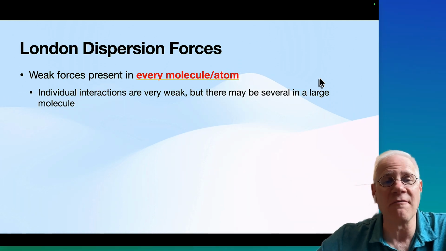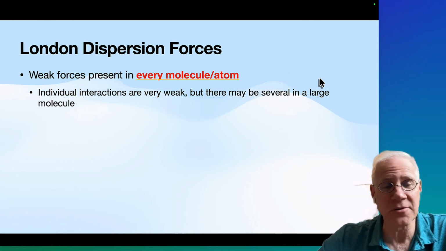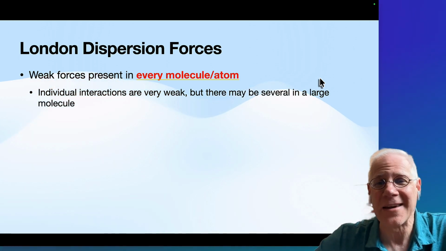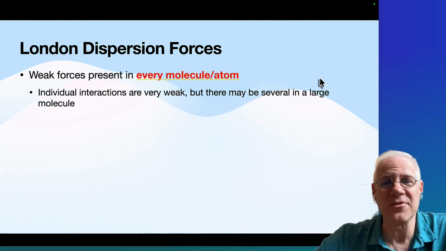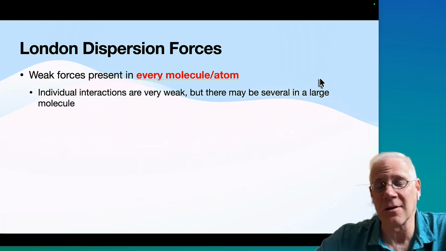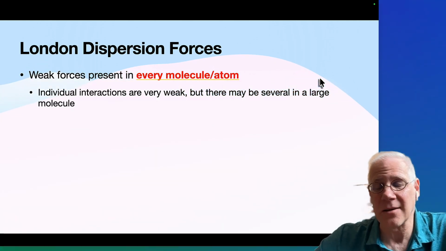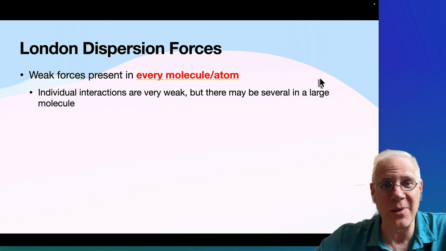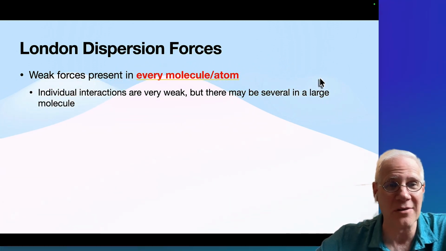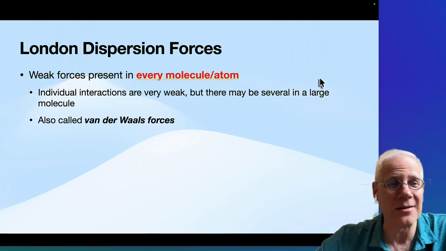Individual interactions are very, very weak, but if you have a large molecule, there's power in numbers. If you have several atoms, then the individual interactions begin to build up, and in a large molecule can become very significant. It's a little bit like getting bit by an ant. If you get bit by an ant, it's not that big a deal. If you stand on an anthill and you have millions of them on you, you start to become a little concerned. Same kind of idea here.